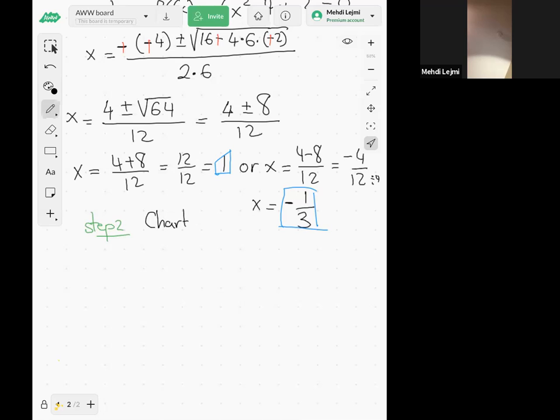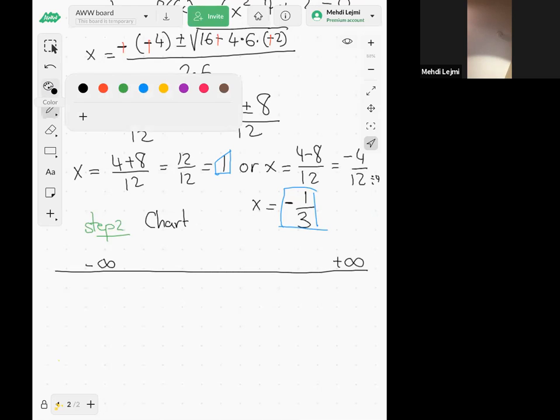So you start with your number line. My domain goes from negative infinity to positive infinity, right? And then you have to put your solutions from step 1. So we got positive 1 and negative 1/3. First I have negative 1/3, and then I have 1, right? Those are my solutions of f prime of x equal to 0.